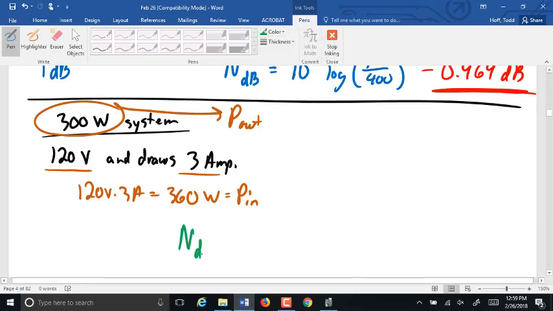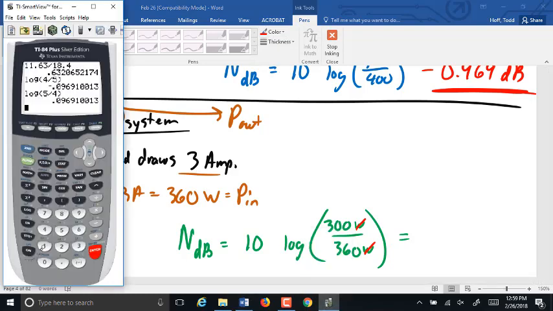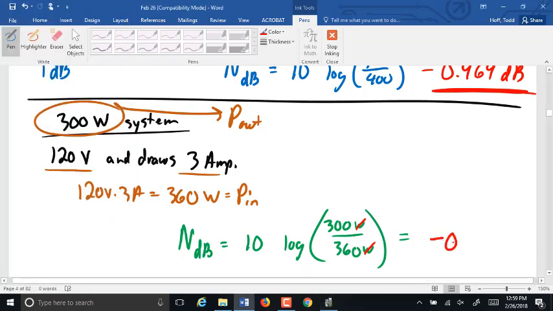So in dBs, this will be 10 times the log of 300 is the 300 watts comes out, 360 goes in. Is this going to be a positive number or a negative number? Negative, because there's less coming out than there was going in. So 10 times a log of 300 divided by 360. We get a negative 0.792 dB. What do you think? Not bad?